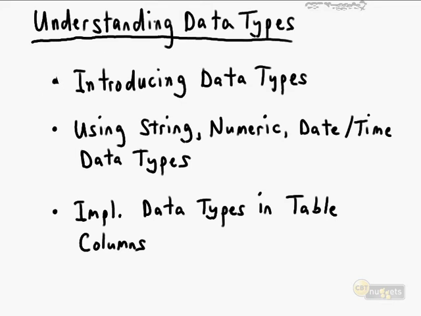Understanding data types. In this nugget, we're going to begin a consideration of database and table design. One of the most important aspects of database design is choosing the correct data type. So this is a particularly important nugget.